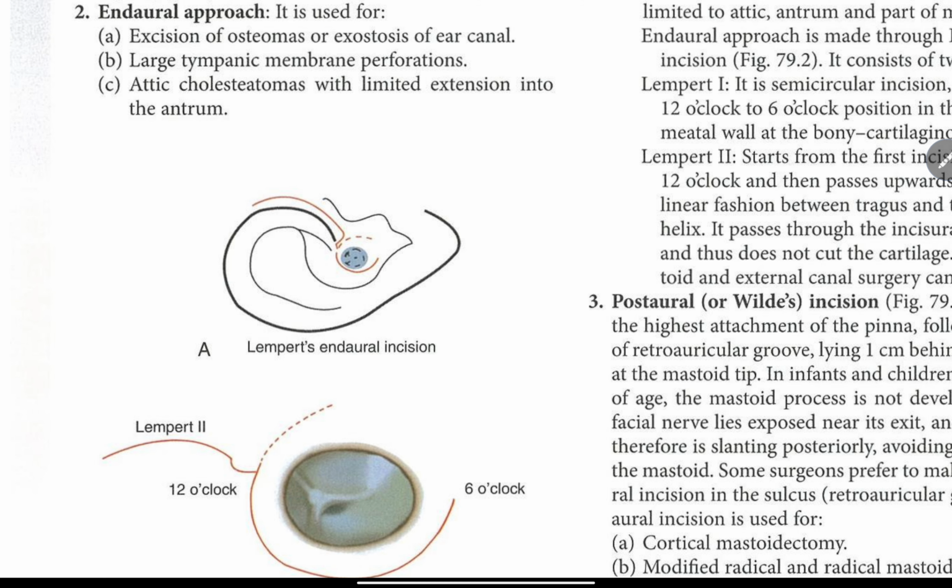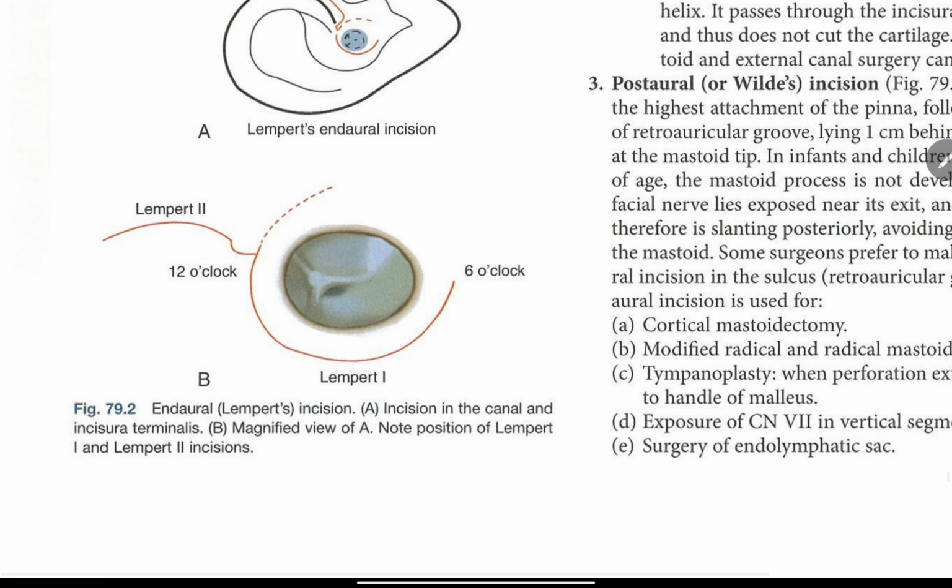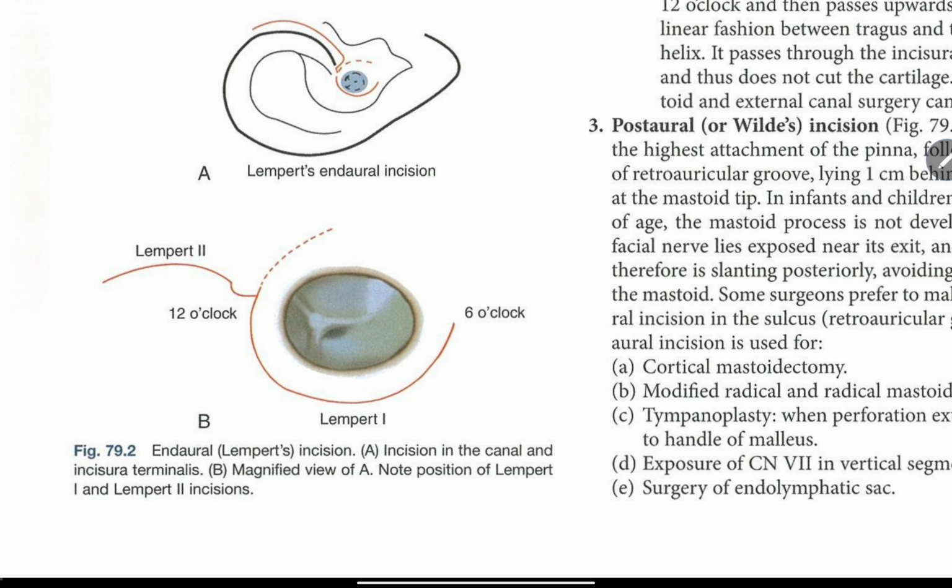A. Lempert endoral incision. B. Lempert 1 and Lempert 2 from 12 o'clock to 6 o'clock position. Figure 79.2, endoral Lempert's incision. A. Incision into the canal and incisura terminalis. B. Magnified view of A. Note position of Lempert 1 and Lempert 2 incision.